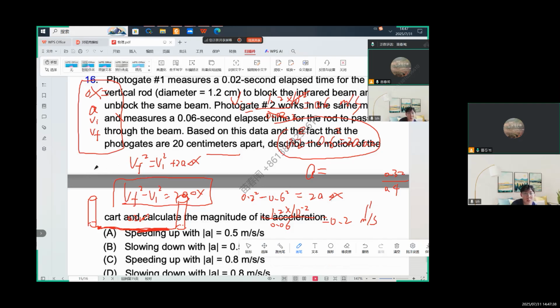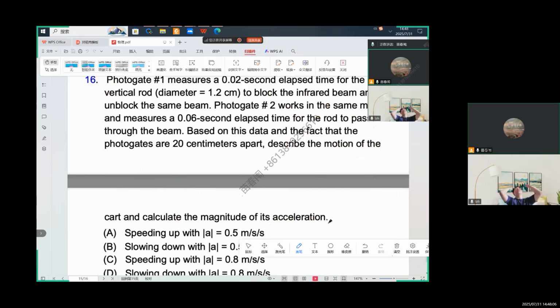You have to choose 0.5 or 0.8. Can you do the calculation? Maybe on my screen. Just solve this equation basically, and delta x is 0.2, 20 centimeters, which is 0.2 meter. 0.8, yes, which is D, slowing down. So for this kind of problem, you have to be careful which is the final and which is the initial velocity. Does that make sense? Can I go to the bathroom real quick?